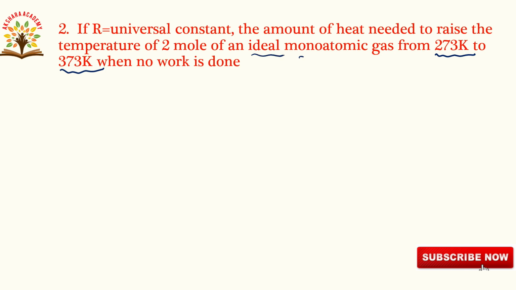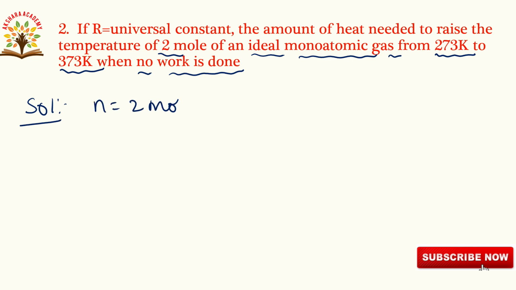Ideal monoatomic gas. Number of moles 2 moles. No work is done, nothing but dW is equal to 0. So in this question they have given n is equal to 2 moles and no work is done, nothing but dW is equal to 0, and delta T is 373 minus 273, how much? 100 Kelvin.